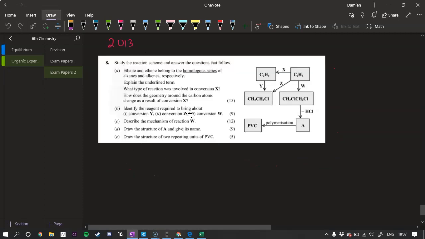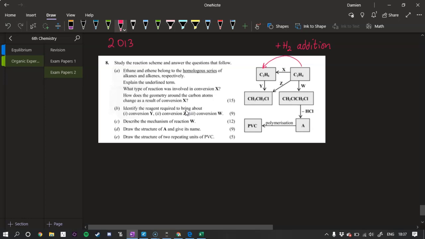So 2013 question 8. Let's have a look at this reaction diagram. It asks us to do lots of things in here, but normally what I do is I go to these diagrams first of all and try to identify what's happening. So I'm going to start at the top, and I'm looking at C2H4 turning into C2H6. So obviously what's happening there is you're adding hydrogen because you have 2 extra hydrogens on the C2H6. So this process, if you're adding hydrogen, is going to be called an addition reaction because you're adding it on.